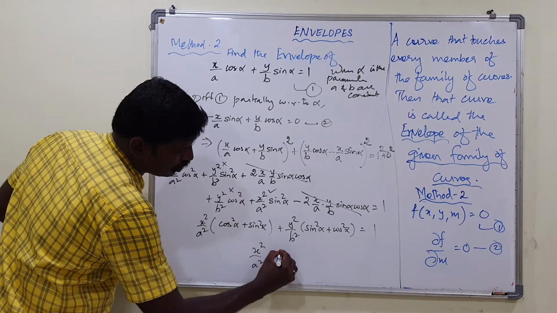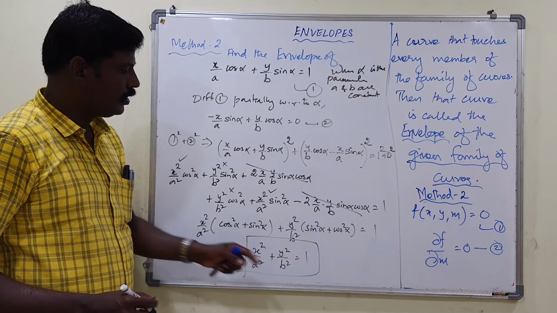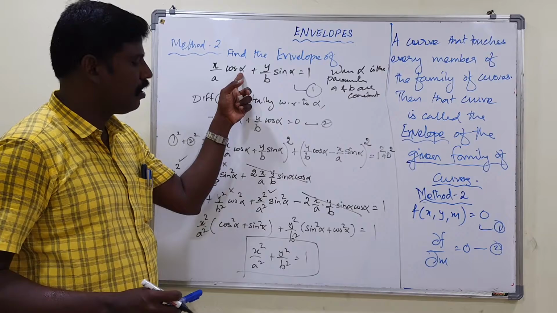So this is the envelope of the given family of curves, isn't it? Right? That's all. This is the ellipse, isn't it? Here, look at that: the parameter alpha is eliminated. Right? That's all.